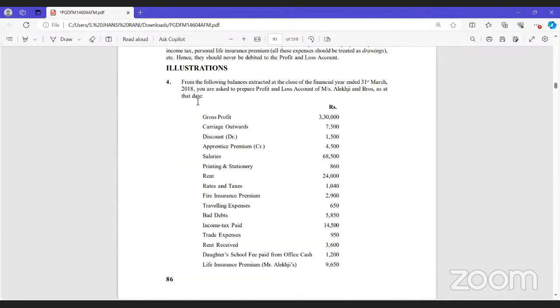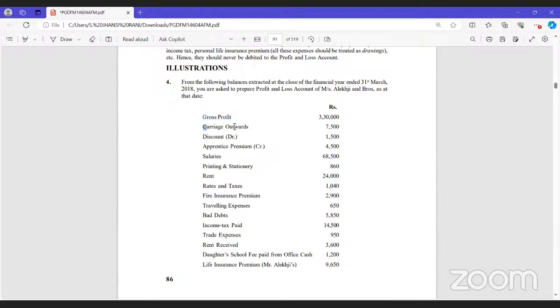If you want, you can just look at here. We'll discuss this problem. From the following balances extracted at the close of the financial year ended 31st March 2018, you are required to prepare profit and loss account, they are asking only us to prepare the profit and loss account. So gross profit we brought from the trading account. So we write it in the profit and loss account credit side.